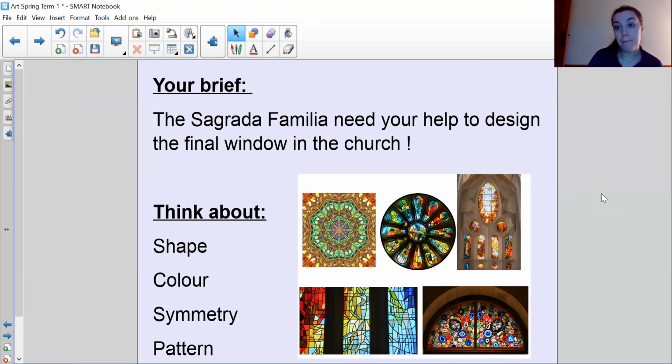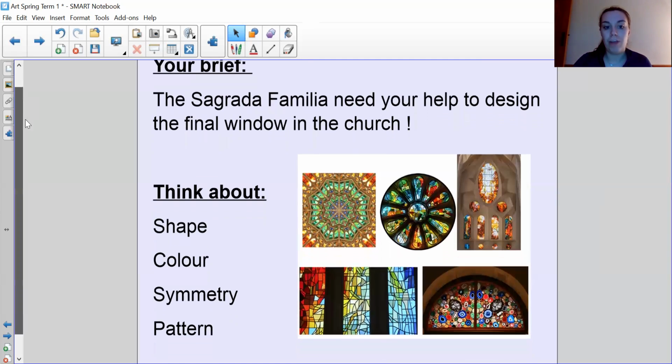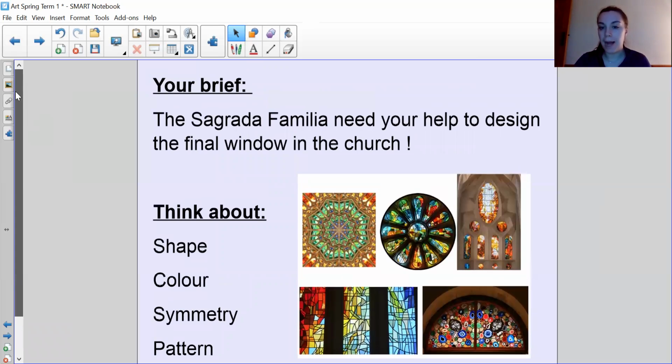You can use coloured paper, make it a collage, or you can use colouring pencils, pens. You could make it 3D or 2D. It's totally up to you, as long as you create for me a beautiful stained glass window. I've put here, have a think about the shape, colour, symmetry and pattern of your design. You can use some of these pictures from Anthony Gaudi's stained glass. Can you see that all these patterns match up and they're the same going all the way around? Could you create for me a beautiful stained glass window?